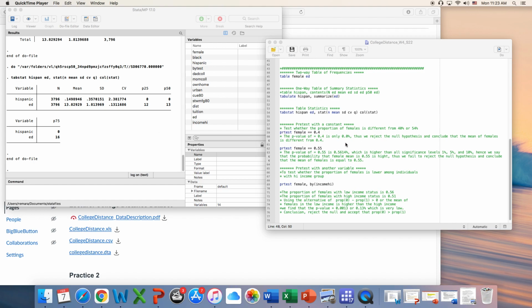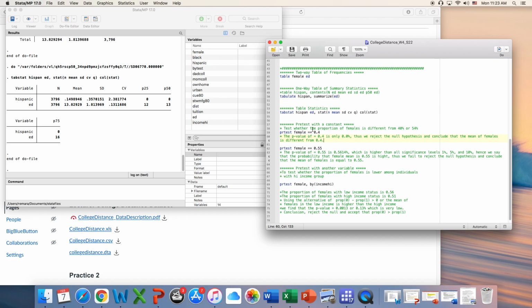Okay, everyone, so let's continue. The other important command is called pretest. In the pretest, you want to test whether a certain variable is equal to a specific number.